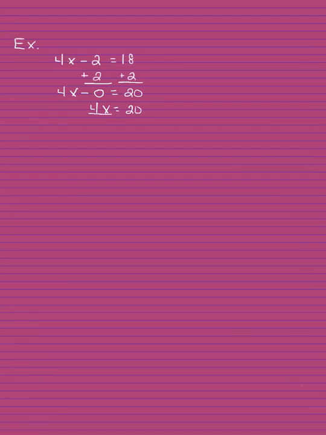Now remember, whatever I do to one side, I have to do the other. And I'm trying to get my variable, my letter, by itself, which means I'm going to have to divide both sides by 4. 4 divided by 4 is 1. 1x is the same as x. And 20 divided by 4 is 5. So x is equal to 5.